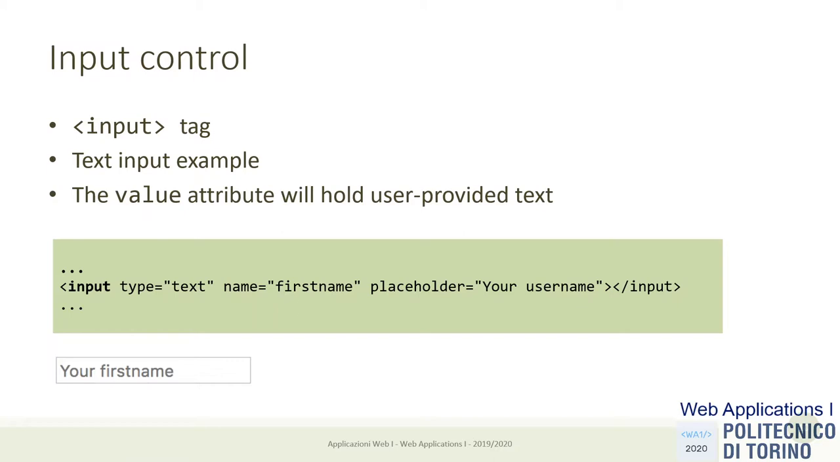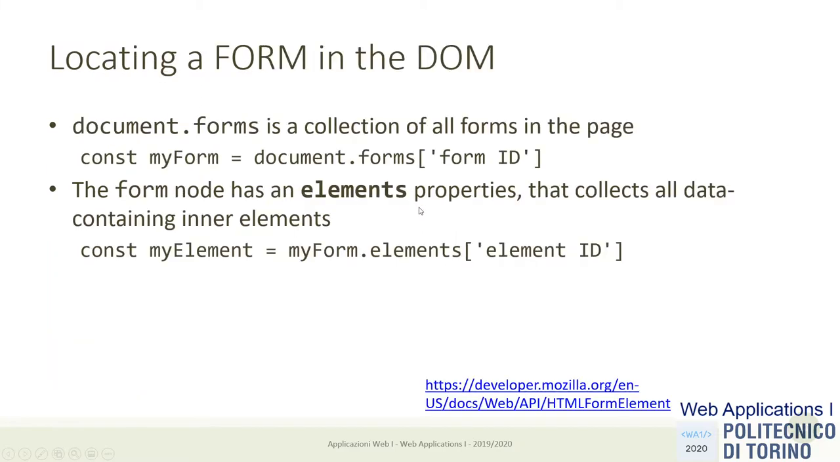So we can change the value in JavaScript, or we can read the value just to know what the user wrote in that element. We may also have a placeholder, which is the grayed out text that is written into an empty input. But just for the ease of navigation, the loading of the DOM in the browser already simplifies the access to these elements. So basically, the document object, which is the father of the DOM, has a forms property.